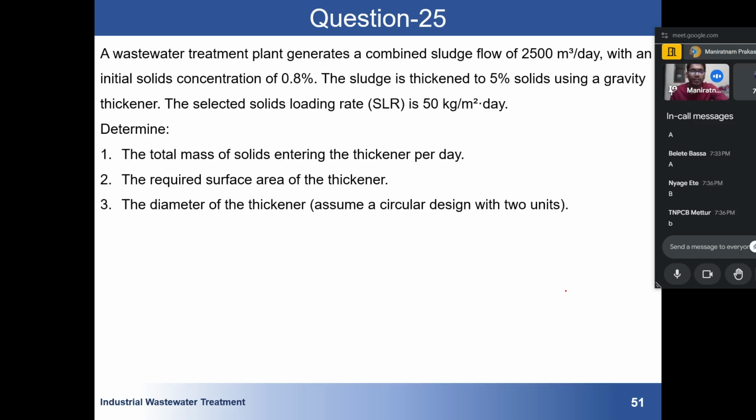Question number 25. It is a numerical question. Take your time. We have a lot of time.